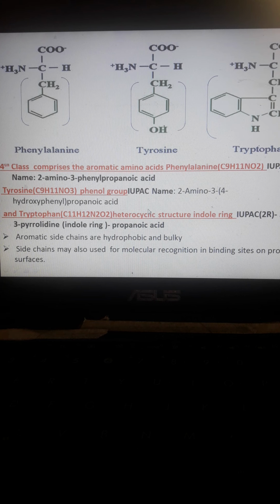Next, the fourth class, comprised of the aromatic amino acids phenylalanine, tyrosine, and tryptophan. Usually their aromatic side chains are hydrophobic and bulky. So this one is bulky. The side chain is big because of the presence of what? The benzene ring. This is hydrophobic or unsaturated because of the double bonds present in the benzene ring, 3 alternate double bonds. Side chains may also be used for molecular recognition in binding sites on proteins.